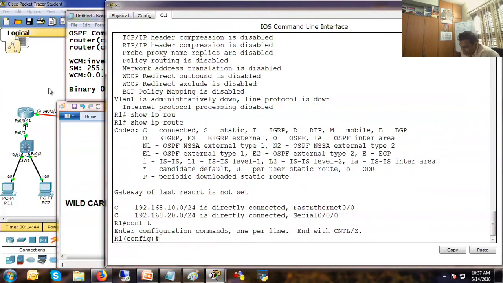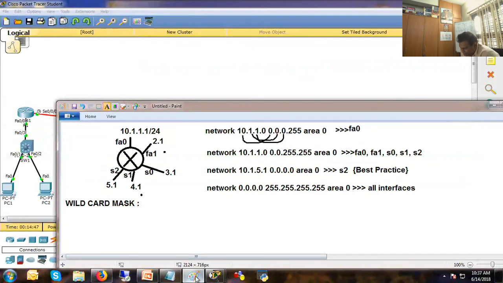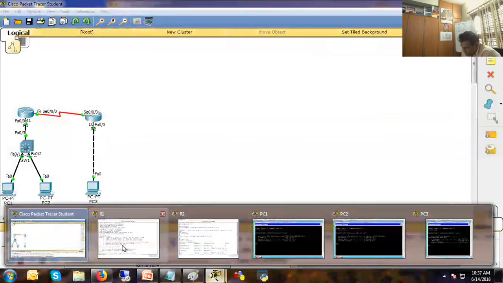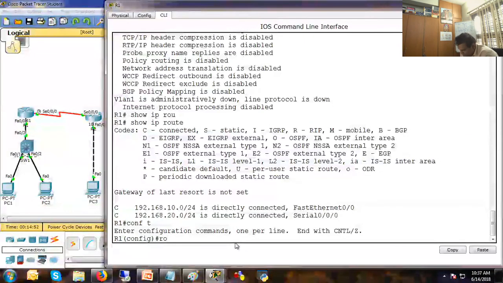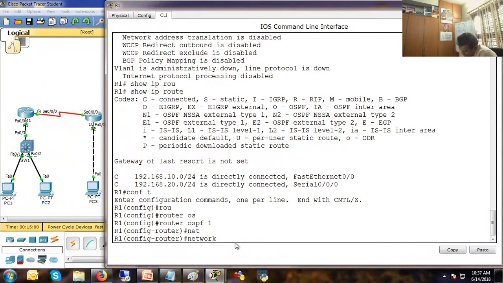In global mode, router OSPF and the process ID. Tell me the command. Router OSPF 1. Then network, the directly connected interface network address.